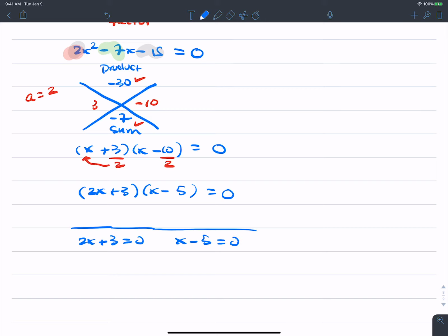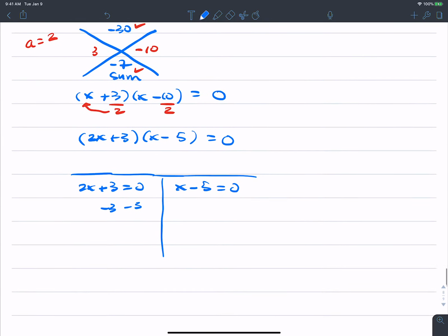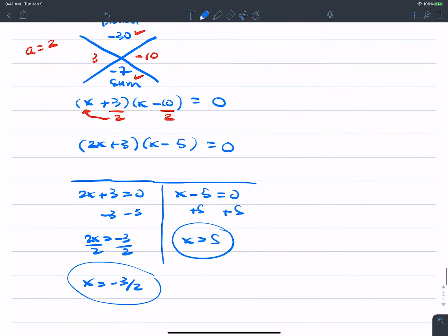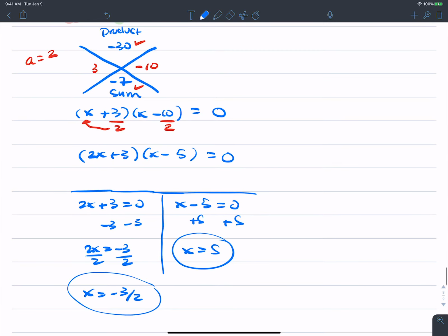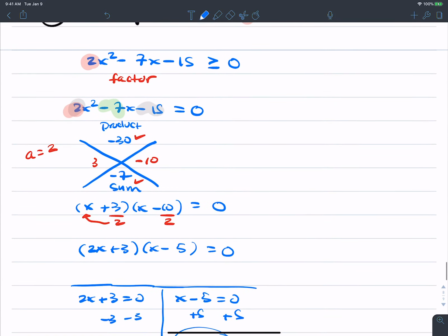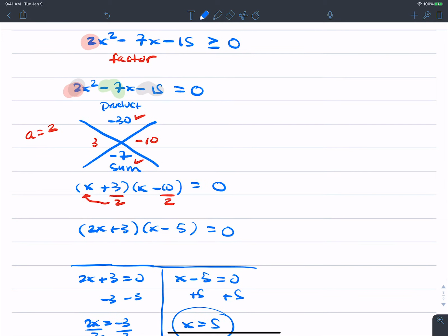Now we have two equations. Subtract the 3, and you'll get 2x is -3. Divide by 2, and you get x is -3/2. Add your 5 for the next equation, and you get x is +5. So this is where the quadratic equals 0. Go back now and let's use this information for sign analysis.